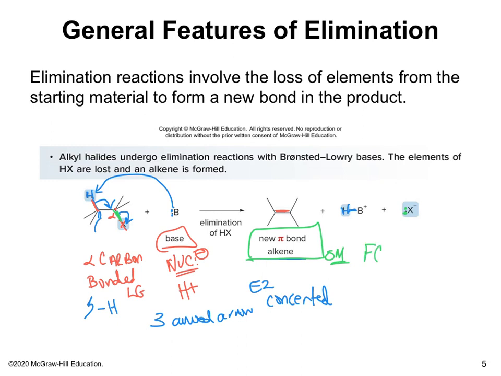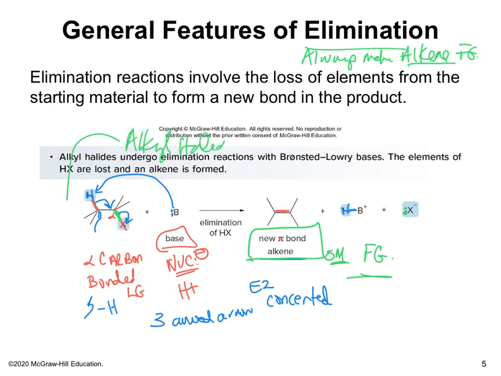So this is your functional group. In this chapter, eliminations always make alkenes. And that's your functional group. So we're going to start with alkyl halides, the same starting materials. And now, instead of a nucleophile, it's going to be the base.